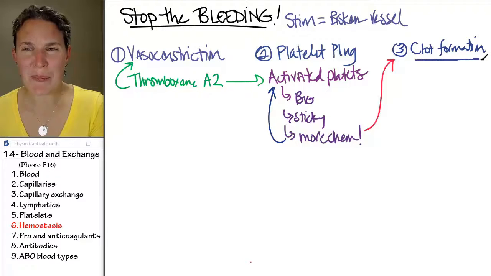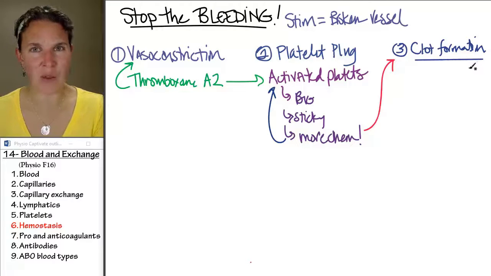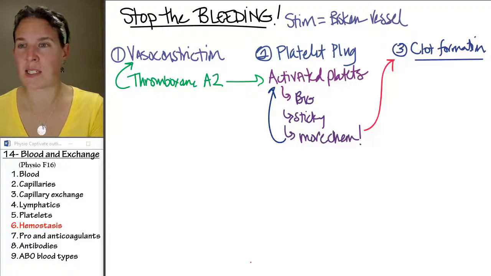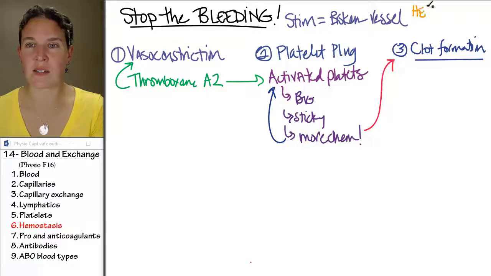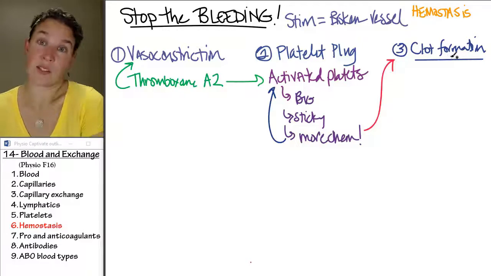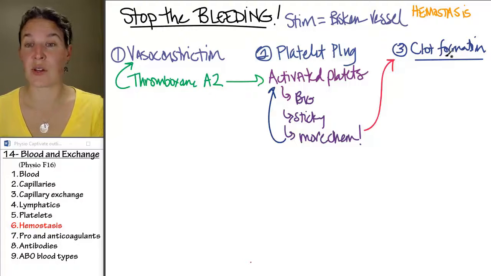This is the only part of the process that's about forming a blood clot. All the rest of this is about hemostasis. Let's write that down in my favorite color: hemostasis, because it's about stopping the bleeding. Forming a clot is just one strategy that we can use to stop the bleeding.